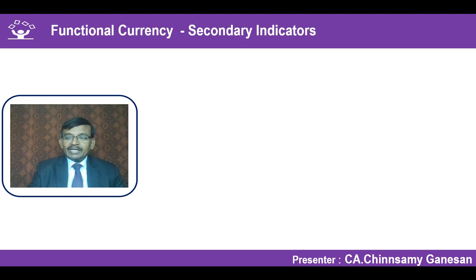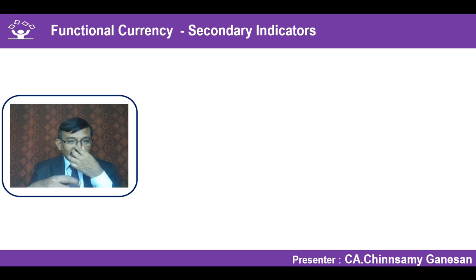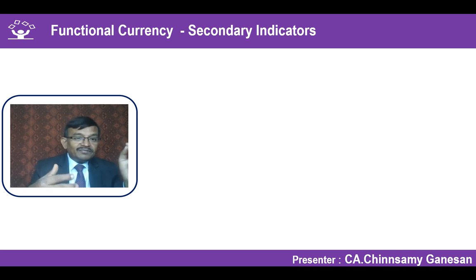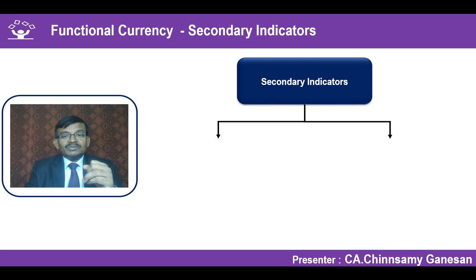Having seen the primary indicators, the next question we have to consider is, we are confused now, where we have made a twist of the case where selling prices are primarily in US dollars, and the expenses are incurred in Indian currency. How will I consider US dollar or INR? Secondary indicators are supporting evidence to decide where you have to give the weightage. Let's see what the secondary evidences are.